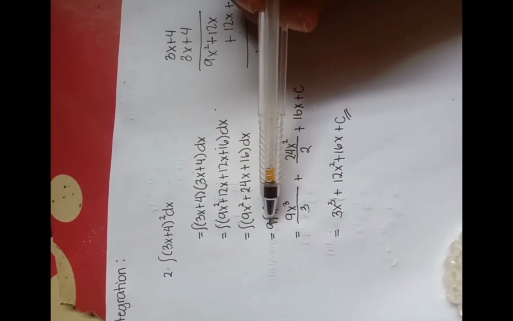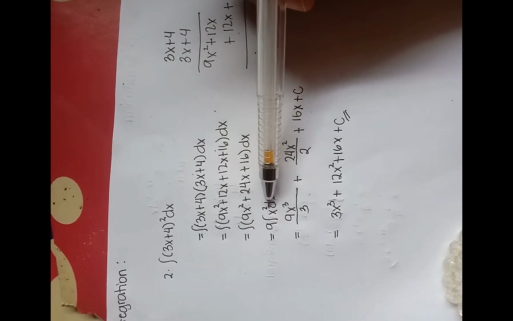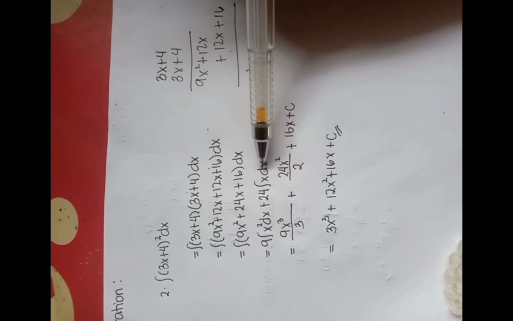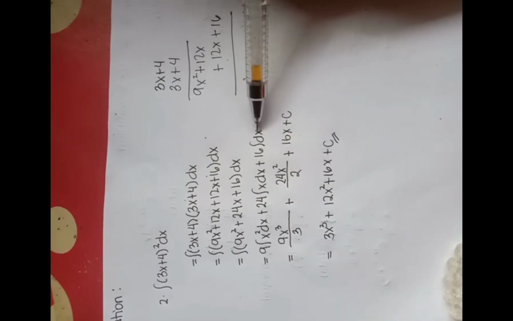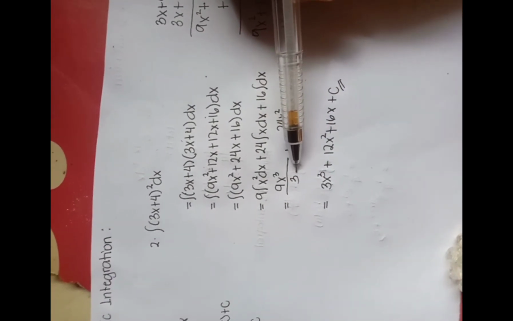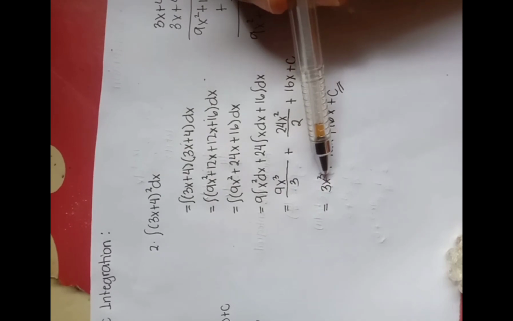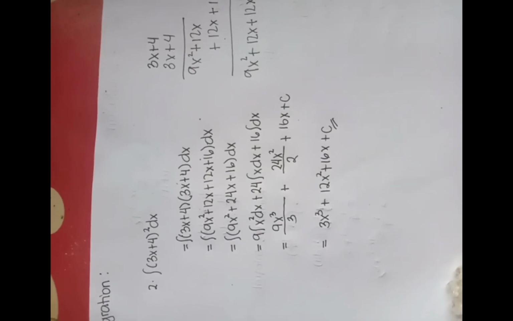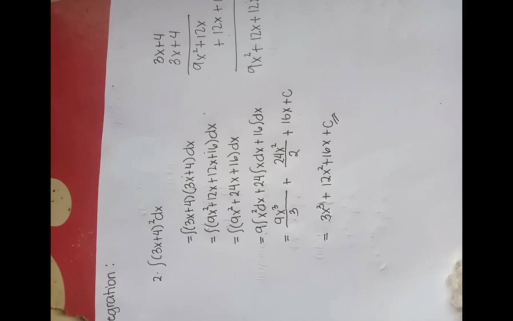So now, we take out the 9, then integral x squared dx plus 24 integral x dx plus 16 dx. So this one, 9 divided by 3 equals 3x cubed plus 24 divided by 2 is 12x squared plus 16x plus c. C is the constant. And that's all. Thank you.